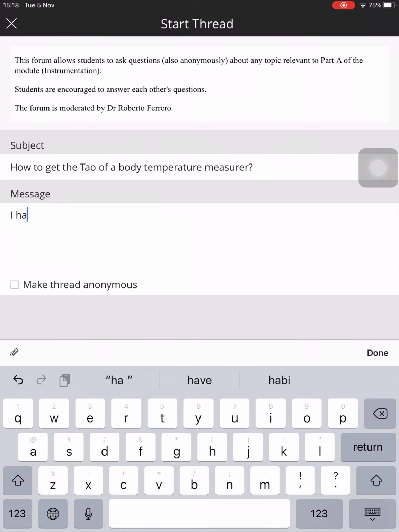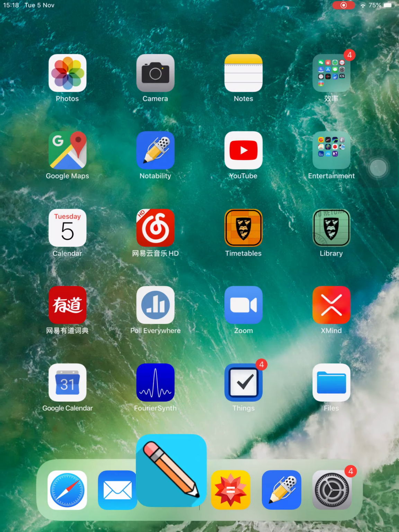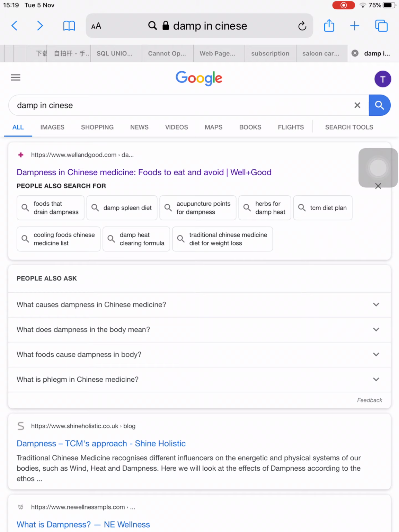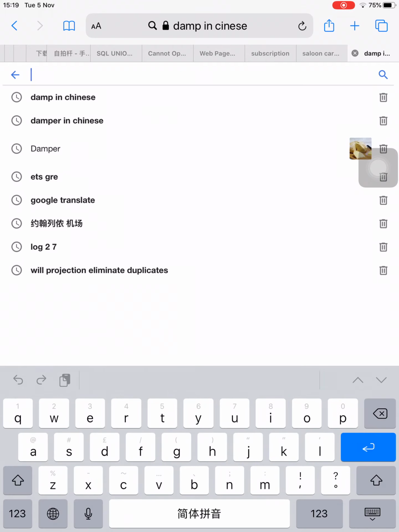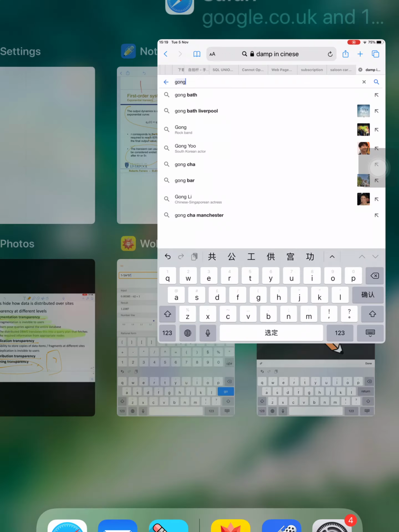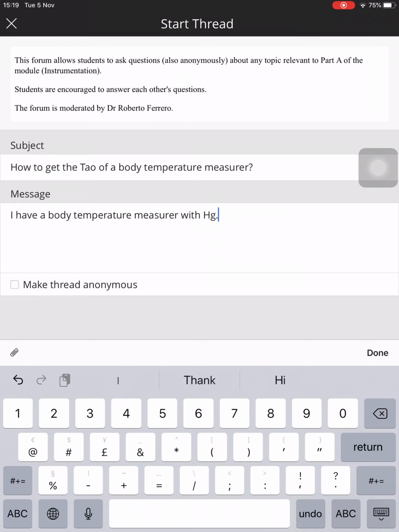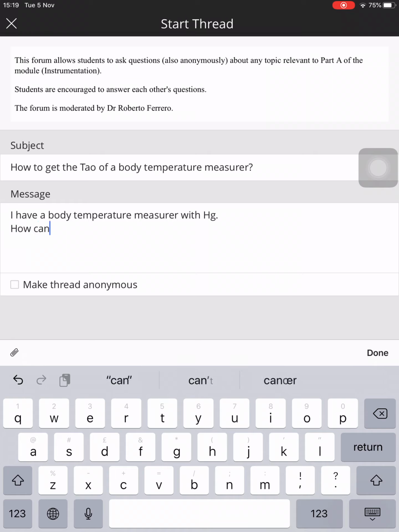I have a body temperature with Hg. How can I know the tau of the body temperature?